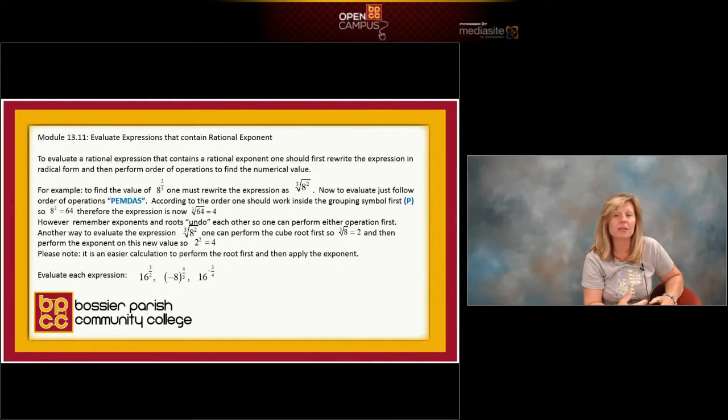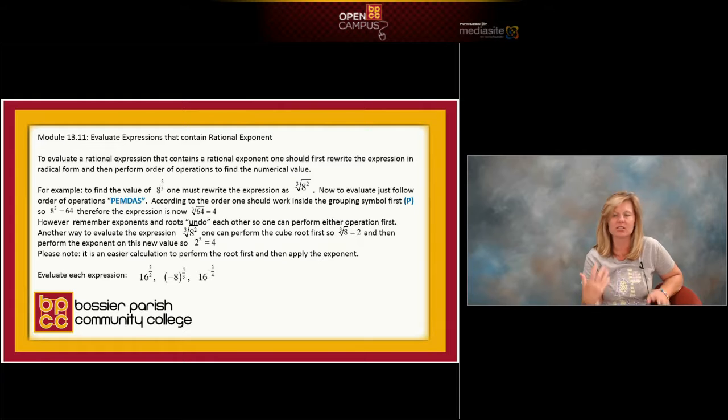Okay, now that we understand the meaning of a rational exponent, let's apply this knowledge and actually evaluate an expression that contains the rational exponent. So let's go back to that example, 8 to the 2/3. We have the base 8 and our exponent's 2/3.